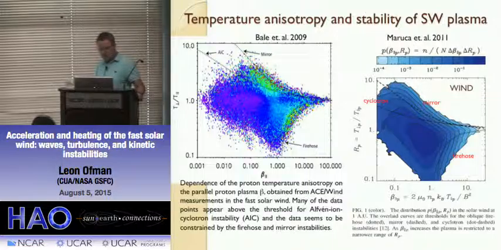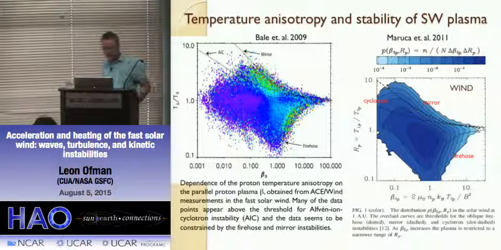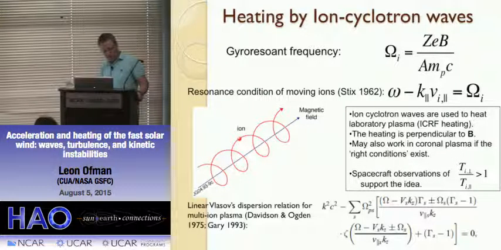So it suggests that these instabilities already took hold, because this is at 1 AU, right? So whatever happened close to the sun resulted in these instabilities already being below their threshold. One of these instabilities that is important for our understanding of heating is the ion cyclotron instability.